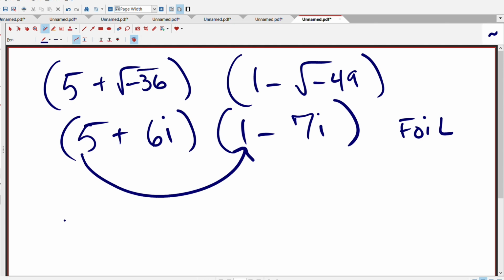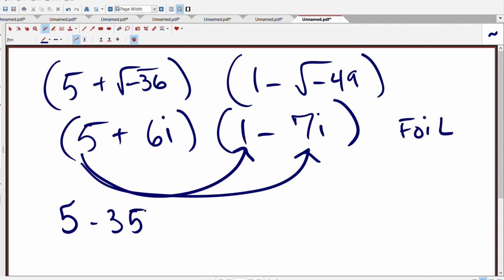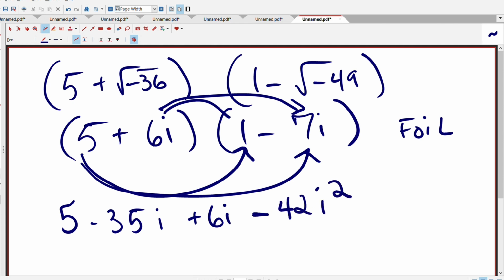I do 5 times 1, and then 5 times negative 7i, because you have to take into account the negative in front. Then you have 6 times 1, 6i times 1 is 6i. And then you have 6i times negative 7i, which is negative 42i squared. And this is the more popular one on the SAT. Now, the problem here, you have to remember that i squared is negative 1. So now you have 5, and then you have negative 35 plus 6.